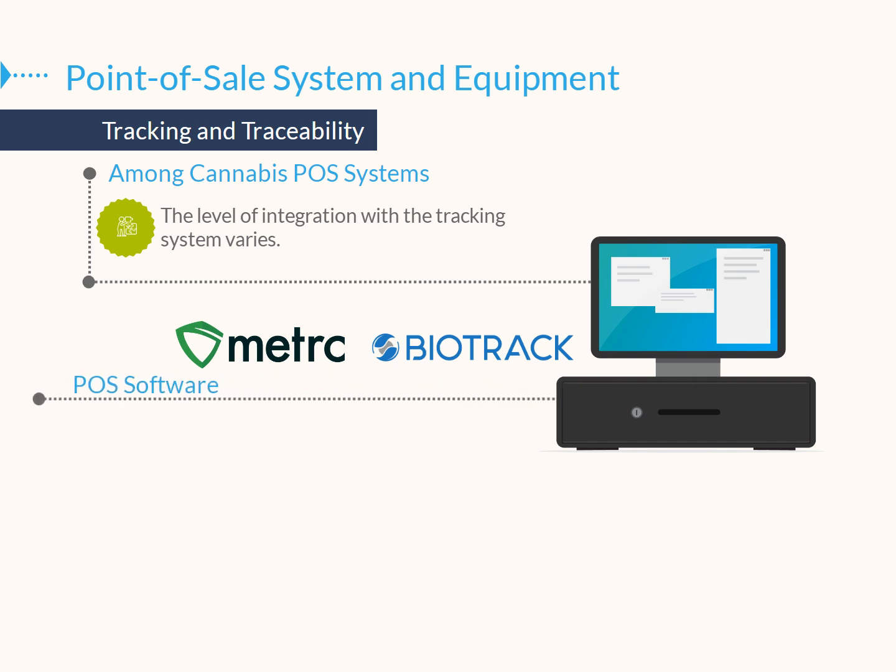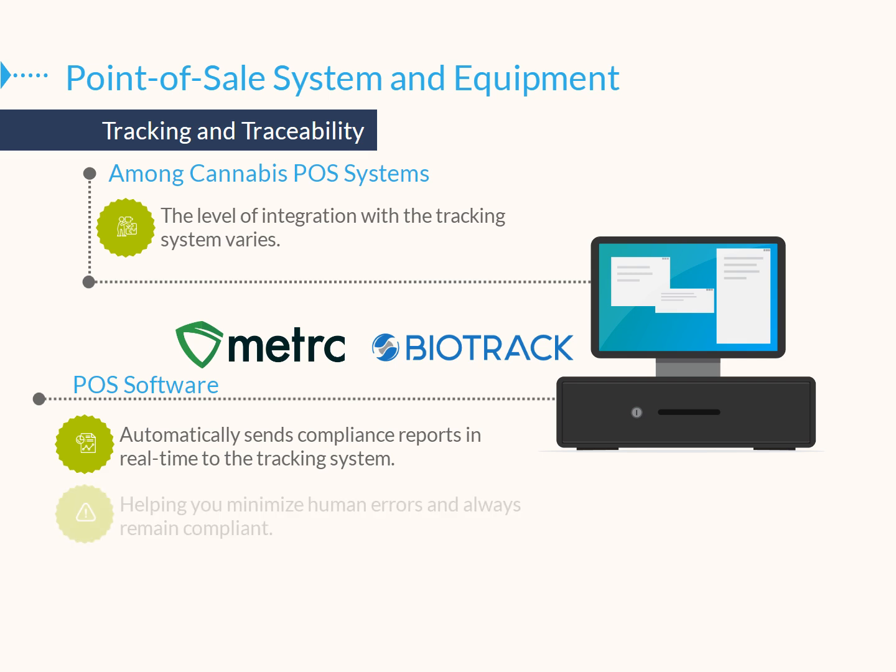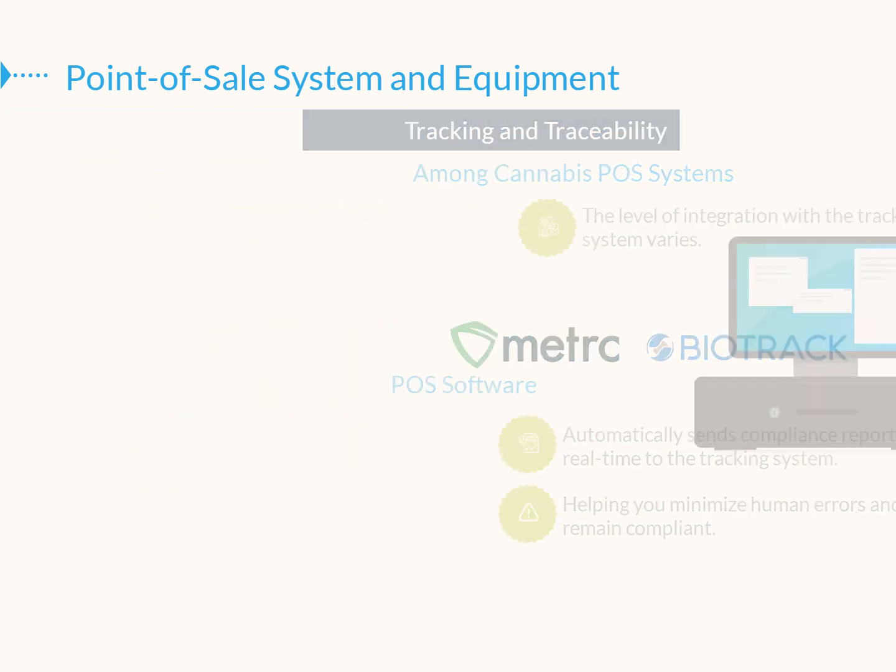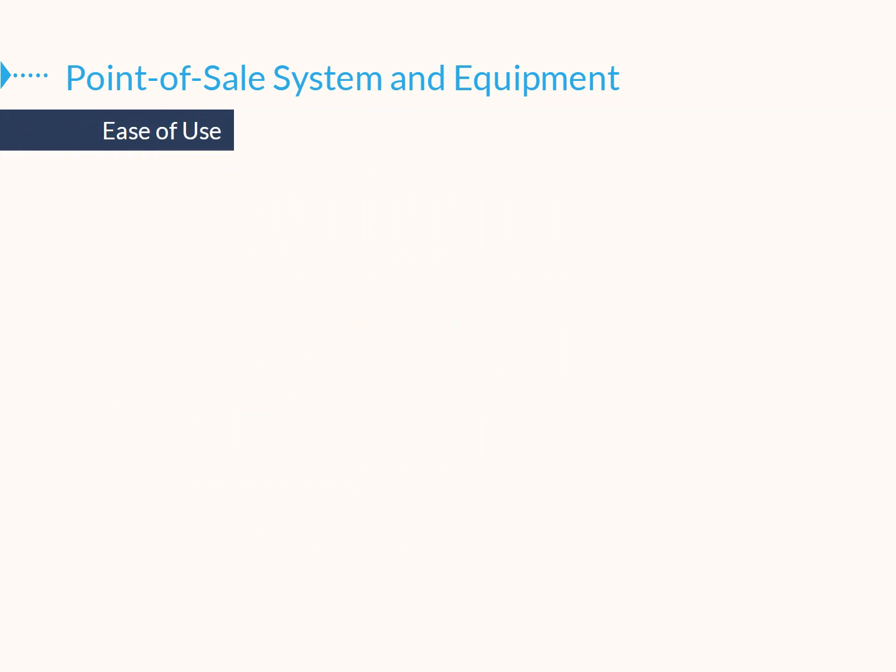Choose a POS software that automatically sends compliance reports in real time to the tracking system, thus helping you minimize human errors and always remain compliant. If your POS doesn't offer proper integration with the tracking system, you are likely to suffer compliance infractions and risk losing your license.